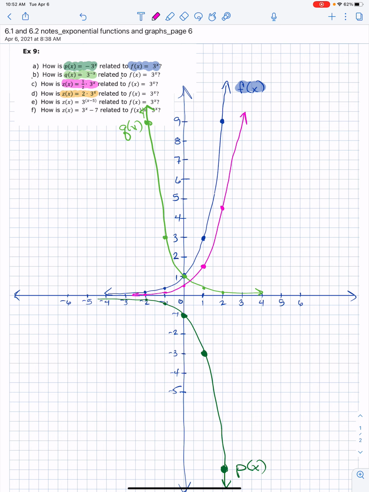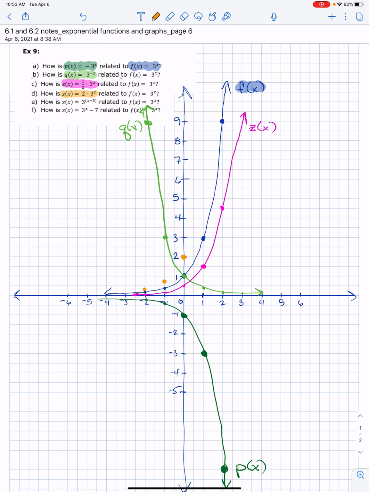So here's our second z of x. We want this to grow twice as fast, so 2 times that 3 to the x. So we take our original 1, we multiply by 2, we get 2. We take our 1/3 and multiply by 2, we get 2/3 here at negative 1. When x is negative 2, we take that 1/9, multiply by 2, we get 2/9.